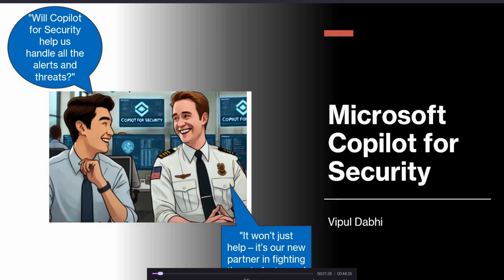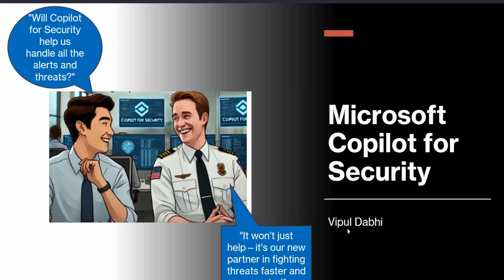Let's start with the very first meme. It's a conversation between a junior security analyst and a senior security analyst. The junior security analyst is asking, will Copilot for Security help us handle all the alerts and threats? The senior security analyst replies, it won't just help us, it is our new partner in finding threats faster and smarter. So it will help us to fight the threats faster and smartly.